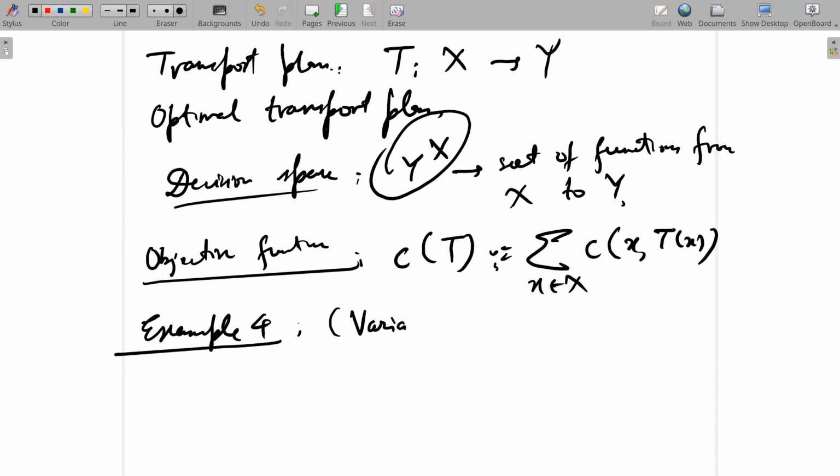Variational analysis. Perhaps you have heard of the term known as the least action principle. I mean, you have Newton's laws of motion for physics, but there are many other formulations. There is the Lagrange formulation, there is the Hamiltonian formulation, and they're all equivalent.